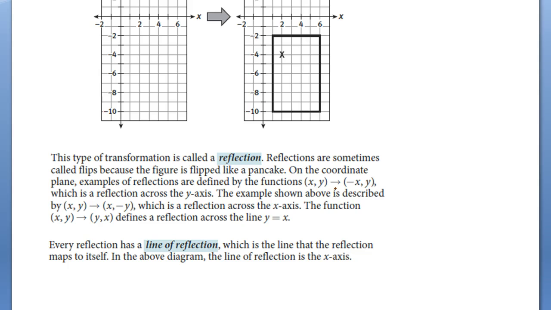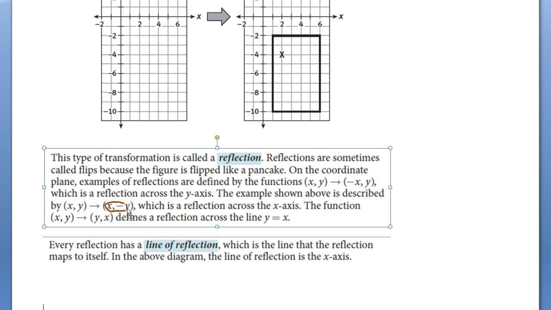(x, y) goes to (-x, y), or another example would be that (x, y) goes to (x, -y), where it's the y-coordinate that's reflecting. Or another example is (x, y) goes to (y, x), in which you are reversing the x and y coordinates. That would define a reflection across the diagonal line y = x.